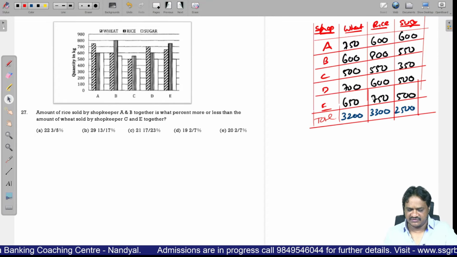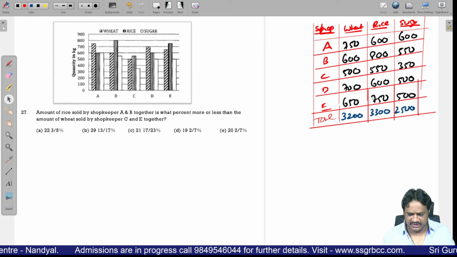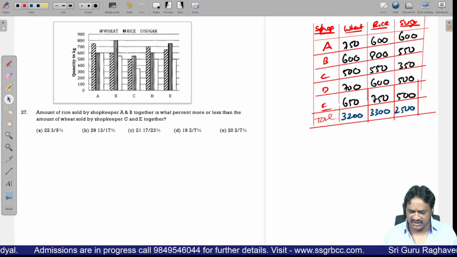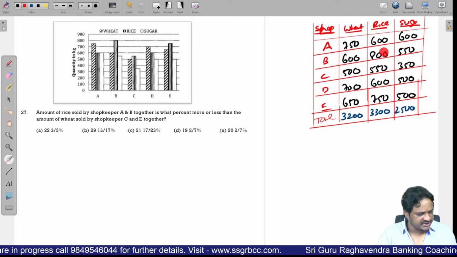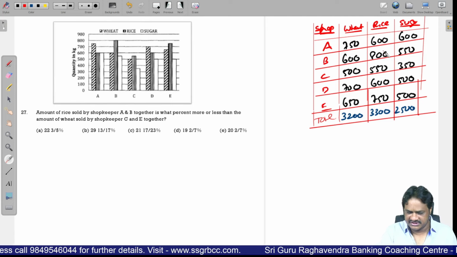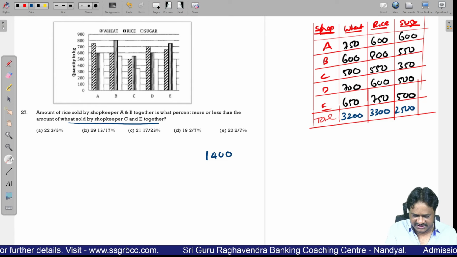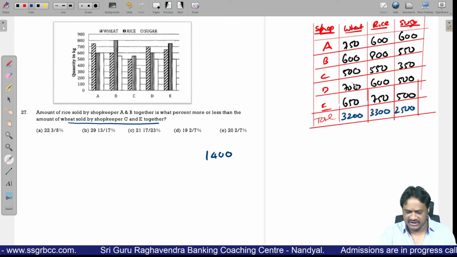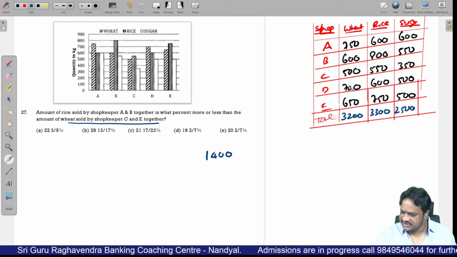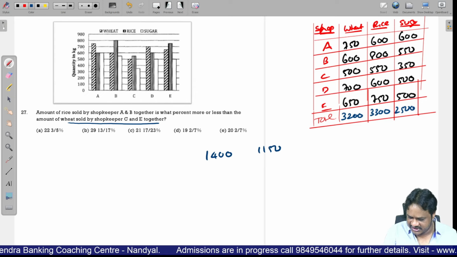Okay, let us see the next one. Find the amount of rice sold by A and B is what percent more or less than wheat sold by C and E. Rice by A and B: 600 plus 800, that is 1400. Then wheat by C and E: 500 plus 650, that is 1150.